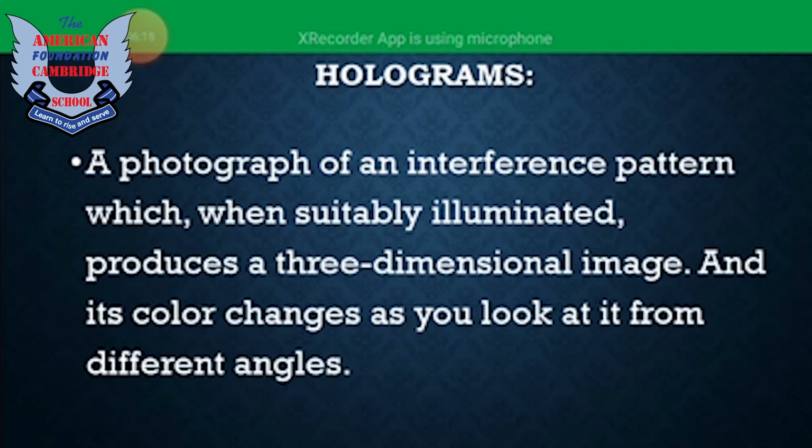Now we are moving to holograms. The picture on the credit card, as you have already seen, is known as a hologram. It looks three-dimensional and its color changes as you look at it from different angles. The image is actually a pattern of light waves reflecting from the surface of the card. We can also say that it is a photograph of an interference pattern which, suitably illuminated, produces a three-dimensional image, and its color changes as you look at it from different angles.